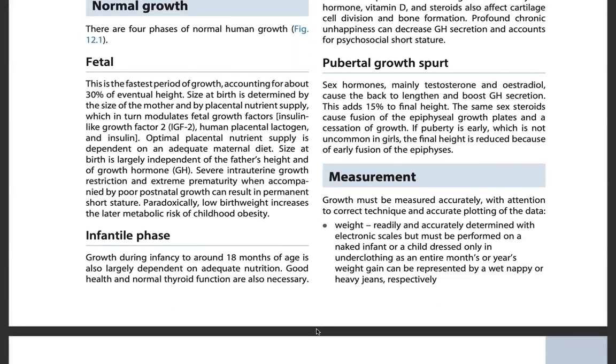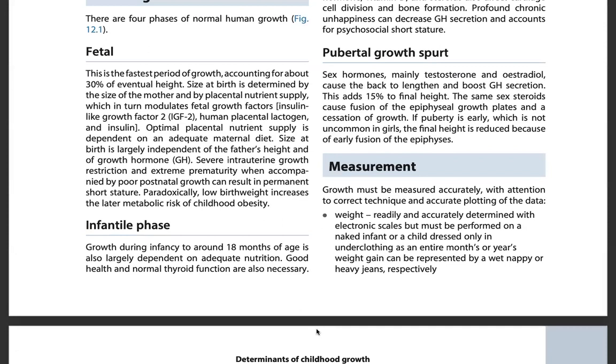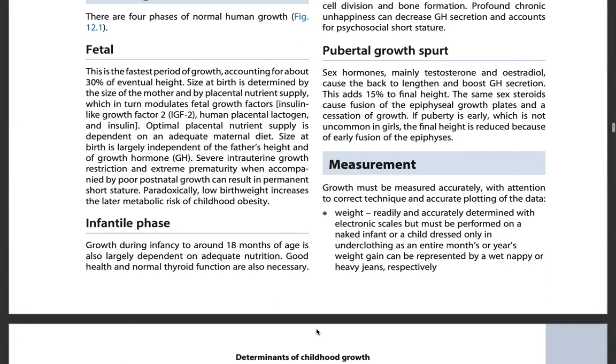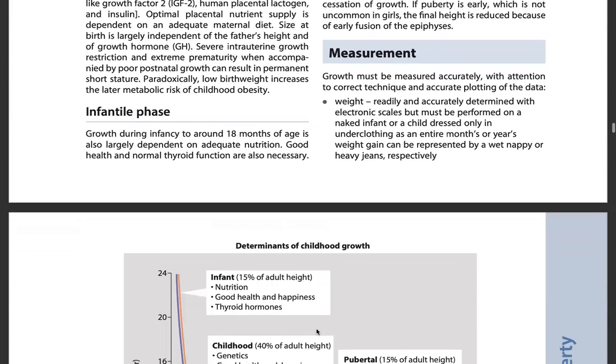Pubertal growth spurt: sex hormones, male testosterone and estradiol, cause the back to lengthen and boost growth hormone secretion. This adds 15% to final height. The same sex steroids cause fusion of the epiphyseal growth plates and a cessation of growth. If puberty is early, which is not uncommon in girls, the final height is reduced because of early fusion of the epiphyses.